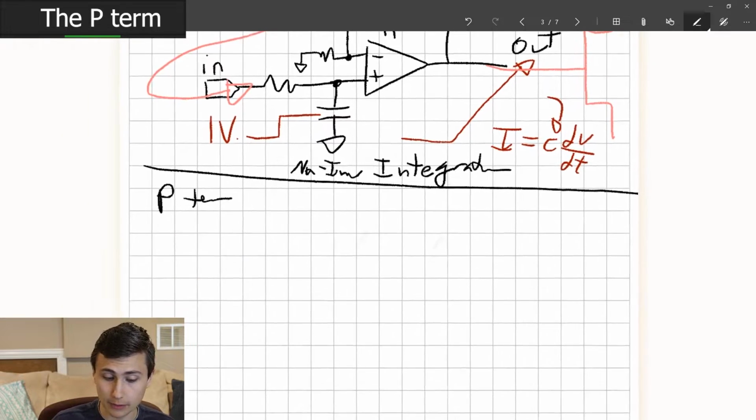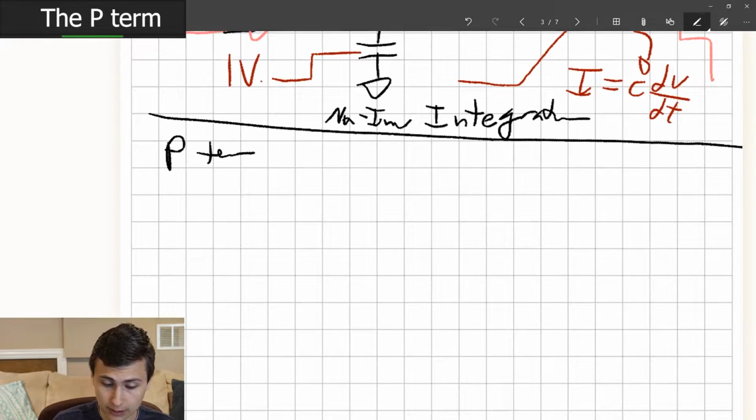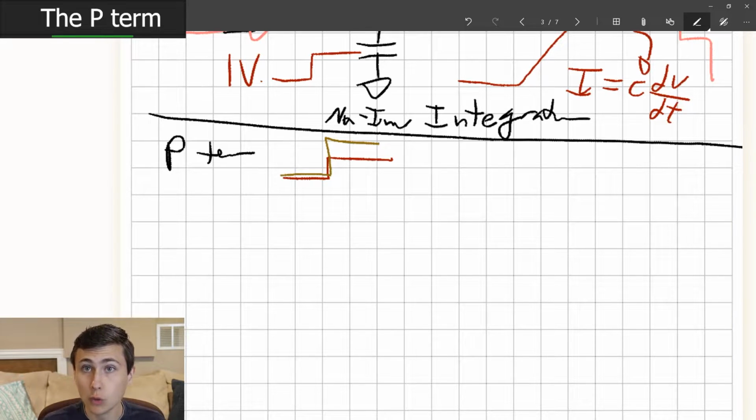Now, what's going to happen with our P term? It's going to take an input and it's going to amplify it. So depending on the gain of our P term, it might amplify it by a factor of 2, 3, whatever we want it to be. It's a P term. It's a proportional term. And based on the weight of the P term and the I term, it will change the transient response of the system. So how do we do this?